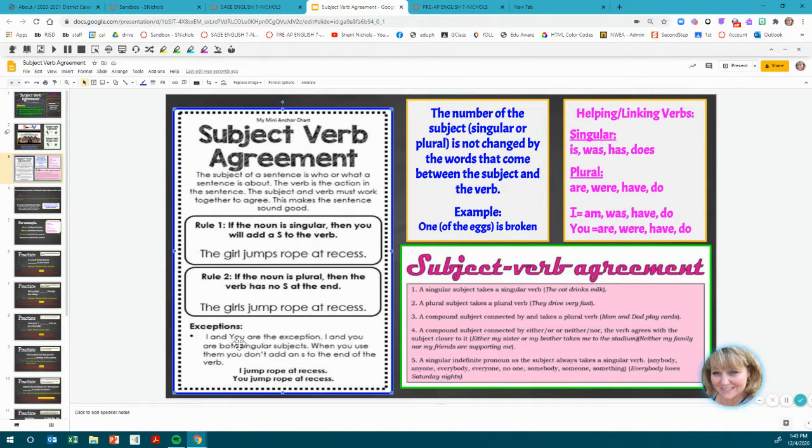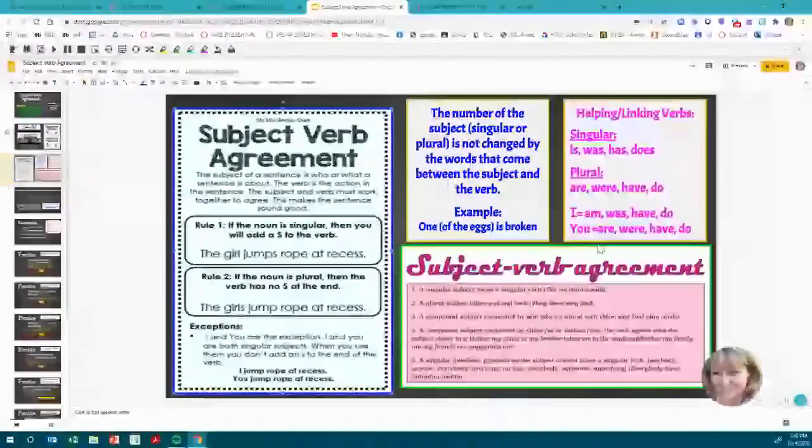The exceptions would be I and you, as we were just reading. I and you are both singular subjects. When you use them, you don't add an S to the end of the verb. I jump rope at recess. You jump rope at recess. And we use different verbs over here, just like we said.